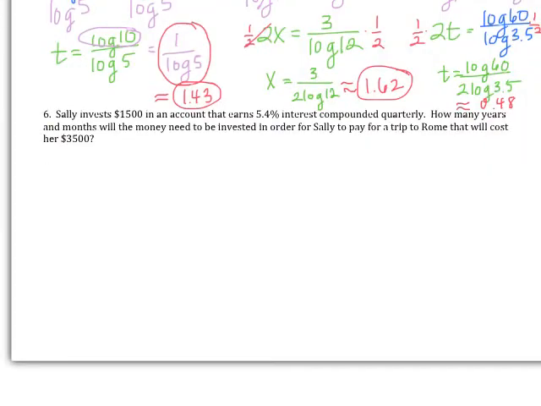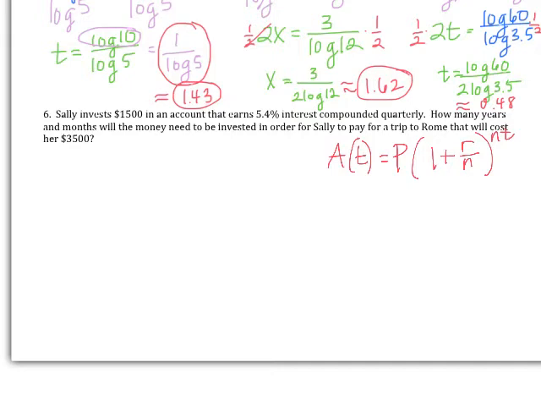So this last problem is similar to what you need for your project. So it says Sally invests $1,500 in an account that earns 5.4% interest compounded quarterly. How many years and months will the money need to be invested in order for Sally to pay for a trip to Rome that will cost her $3,500? So let's write down our formula. Our formula is A of t equals p times 1 plus r over n raised to the nt.